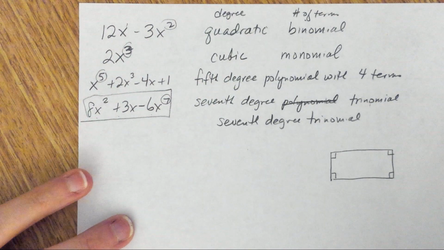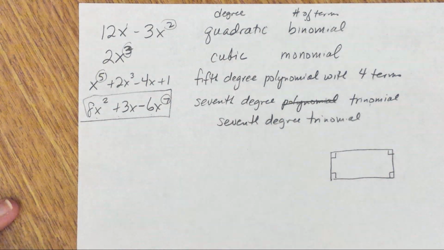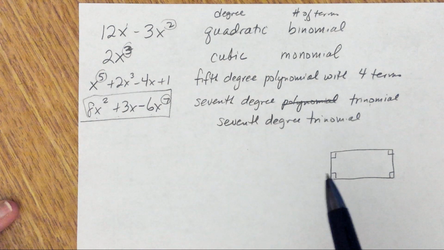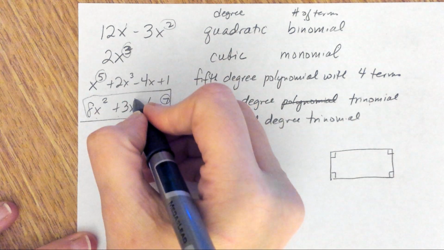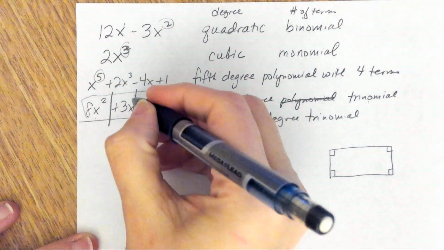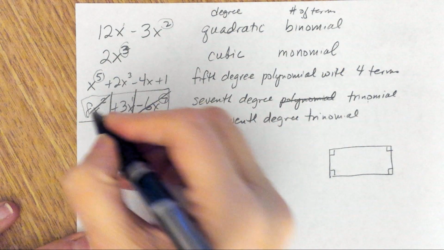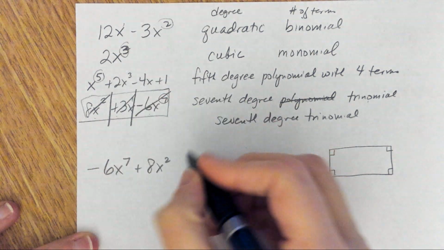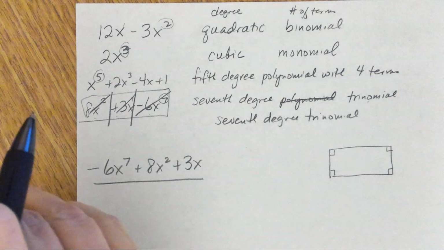Now, the last thing we want to talk about, and we can use this as an example. When we list quadratics, when we list any polynomial, standard form of a polynomial has us listing it from the highest order exponent to the lowest order exponent. Okay? So if I look at this, what is the highest exponent I see? Well, I don't even see an exponent on the 3x, so I'm going to put my invisible 1 there. My highest exponent is 7. So I'm going to do negative 6x to the 7th. Then my next highest exponent is positive 8x squared. And my lowest exponent is positive 3x. This is standard form, going from the highest exponent to the lowest exponent.